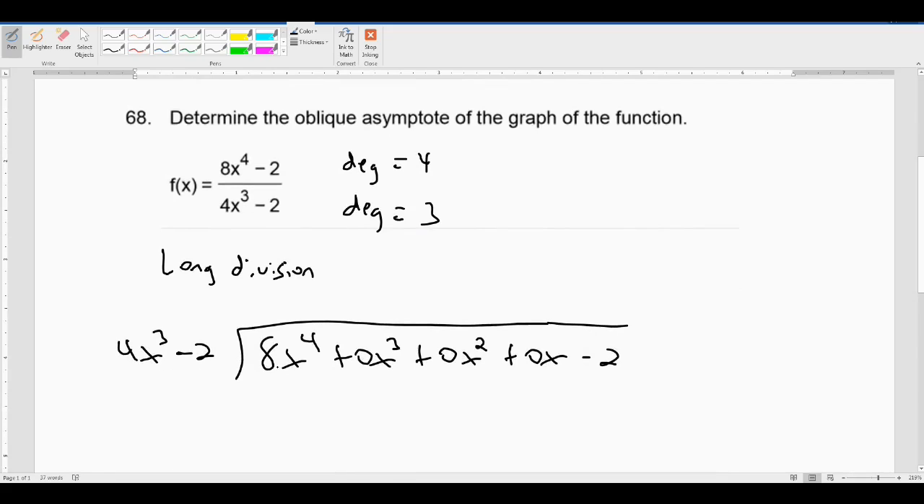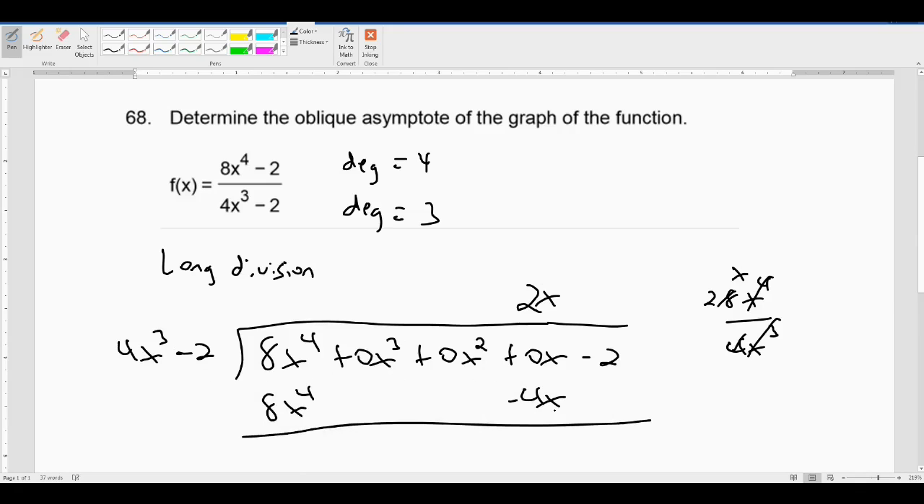So let's divide first terms only. 4x cubed into 8x to the fourth. 4 goes in 8 2 times. Those 3 x's cancel 3 of those, leaving x, so we get 2x. It's always good when it comes way over here. Multiply 2x times 4x cubed, and we get 8x to the fourth, which you better. And then 2x times negative 2 is negative 4x.